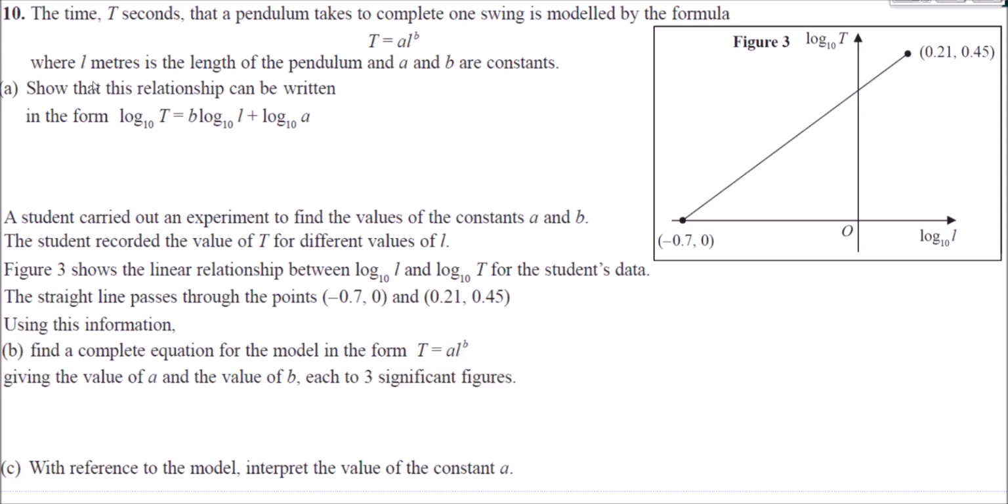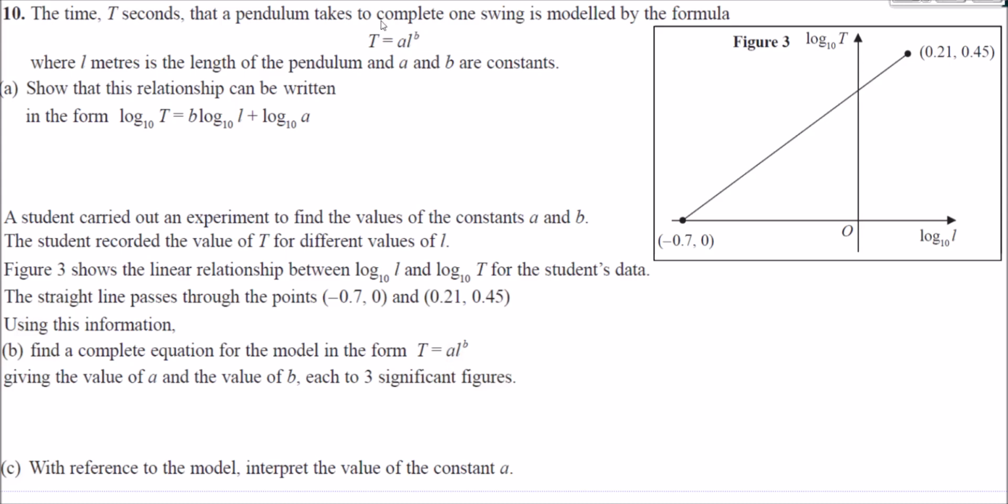So for part A we need to show that this relationship here can be written in the form log base 10 of T equals B log base 10 of L plus log base 10 of A. So we just need to take this and change it using the laws of powers and logarithms which we should have recapped and revised.